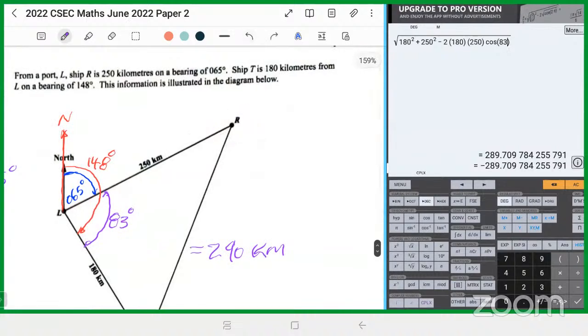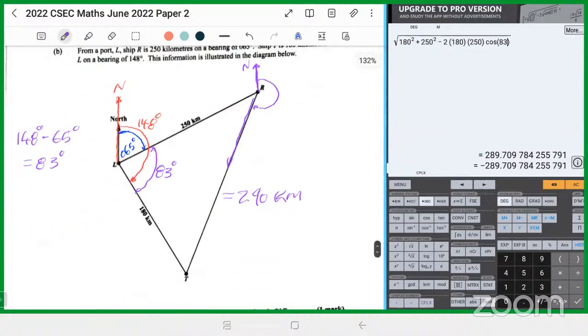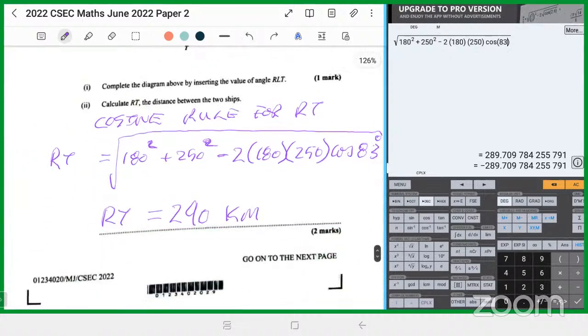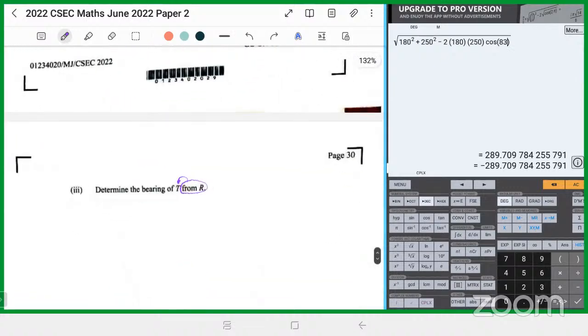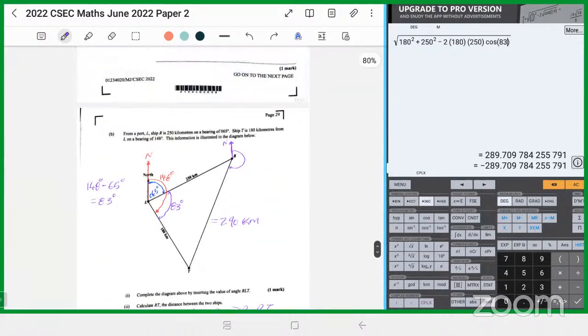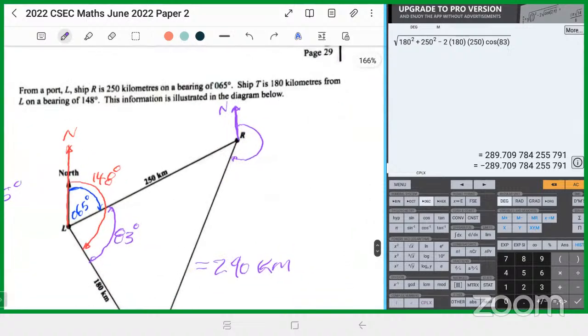I have to face north first, because I want a clockwise angle from the north direction. So I face north first. That's my north line. And the angle to which I have to turn to the right until I am facing the T, that's the bearing of T from R, right? That's what I wanted, T from R. So that angle that I've marked out here now is the angle that I want.